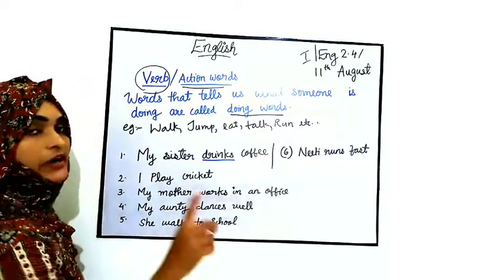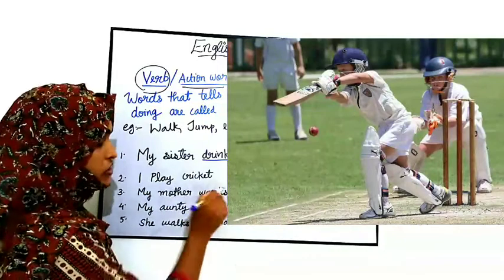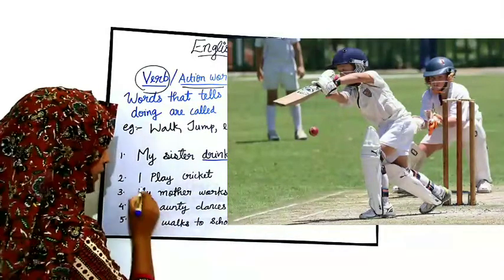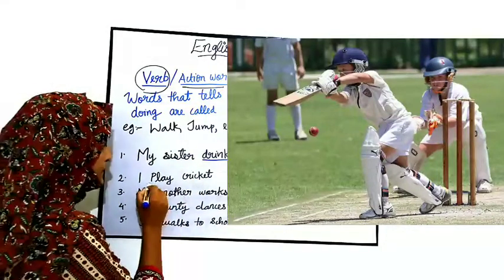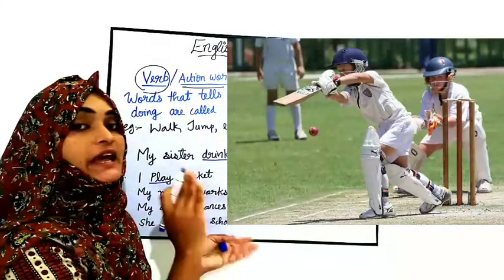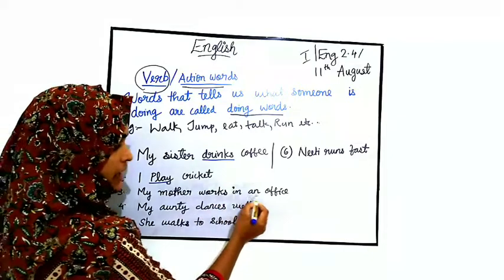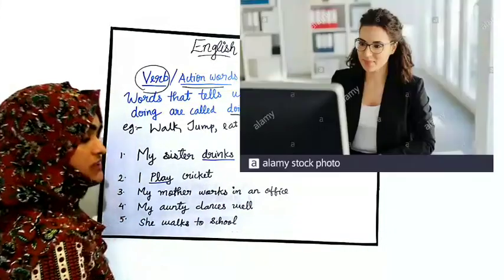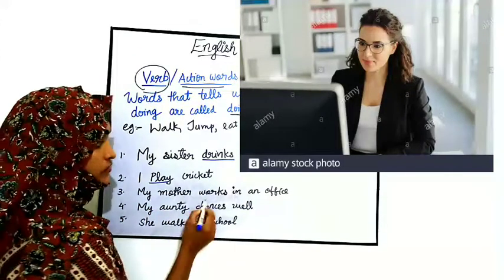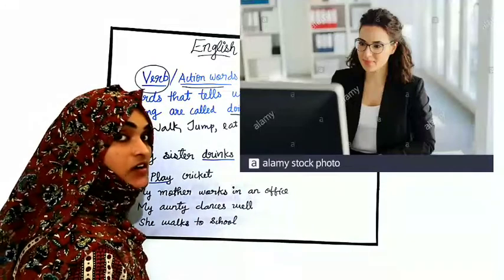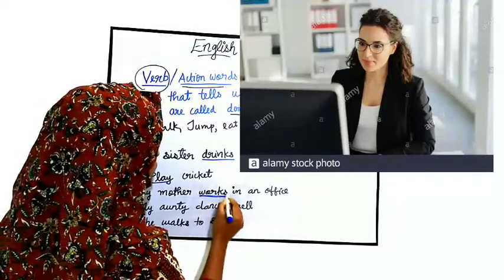Okay, then the second one you have to answer. I play cricket. Which one is the action word? Cricket? No. Play. I play cricket. So play is the action word. Then the third one, my mother works in an office. So works is the action word here.